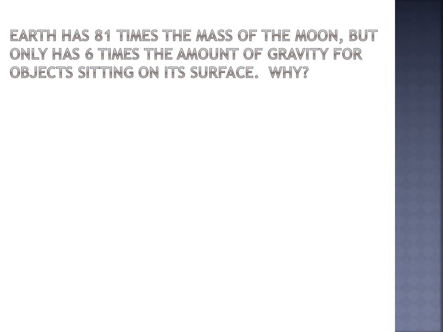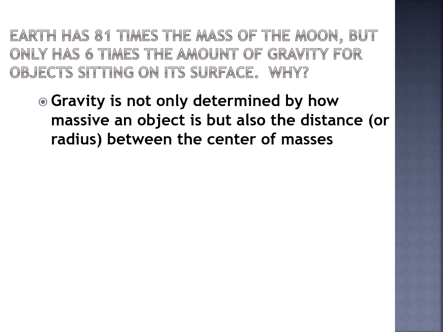So looking at this, the mass is not the only thing that determines how strong the gravitational force is. It's also the distance from the center of the object out to where you're measuring your gravitational strength. So gravity is not only determined by the mass of the objects, but also by the distance from the centers of their masses. So why is it that even though Earth is 81 times more massive, at the surface of the Earth it's only 6 times the amount rather than 81 times?